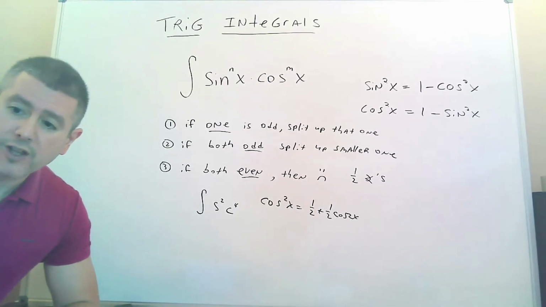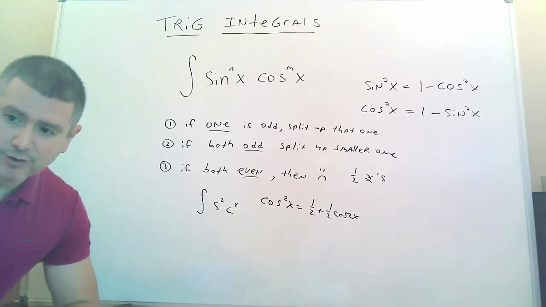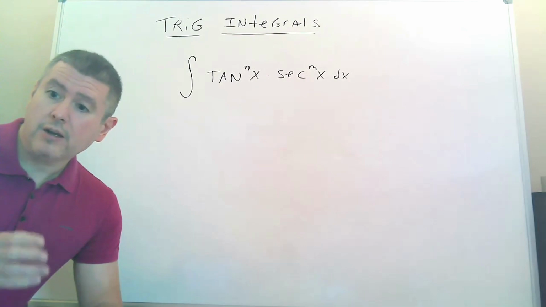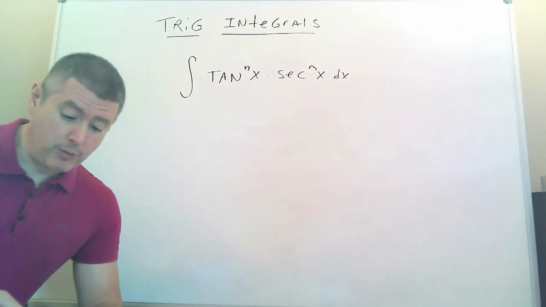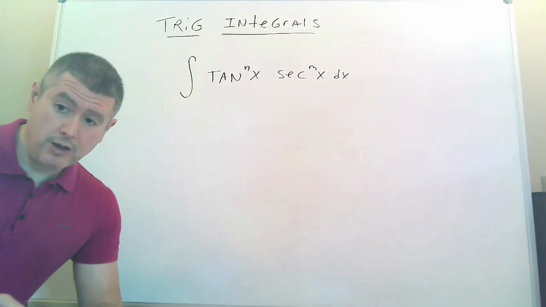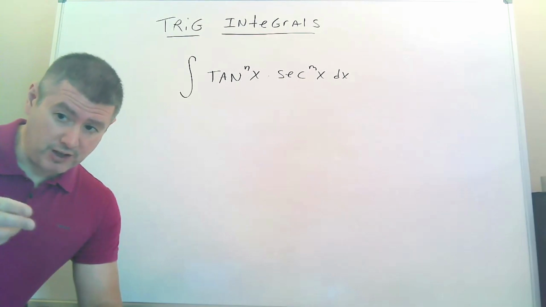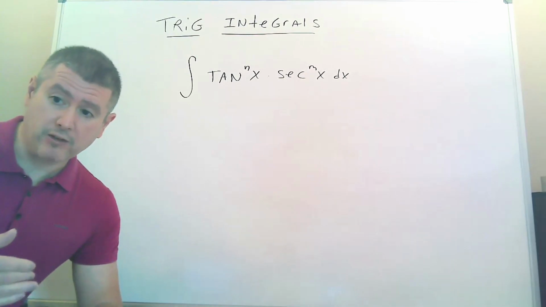Unfortunately for you, this isn't the only type of trig integral that you'll see. Okay, this time we're going to look at tangent and secant powers. Again, same thing: it's going to be odds and evens. These are more complicated because the derivative of tan is secant squared, and the derivative of secant is secant tangent. So they're a little bit more complicated to split up.